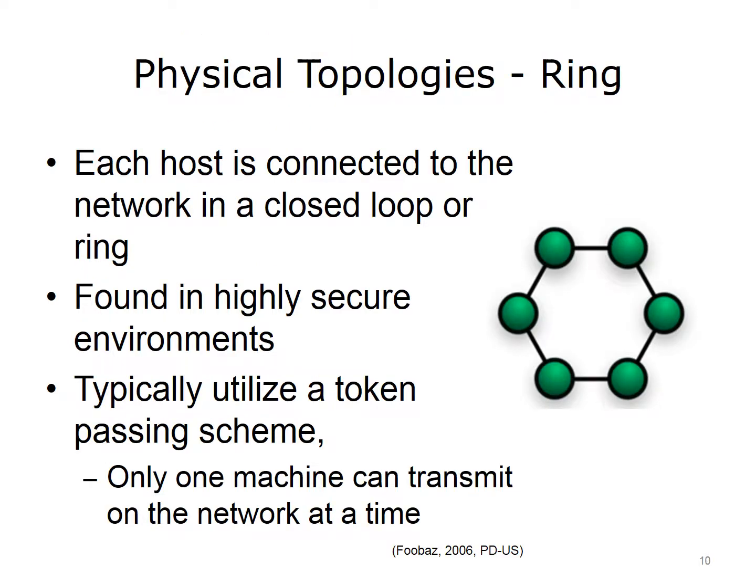Another physical topology is the ring. Within a ring topology, each host is connected to the network in a closed loop or ring. This is an uncommon network type, usually found in highly secured environments. Ring topologies typically use an electronic token passing scheme, which controls access to the network. By using this type of topology, only one machine can transmit on the network at any given time.